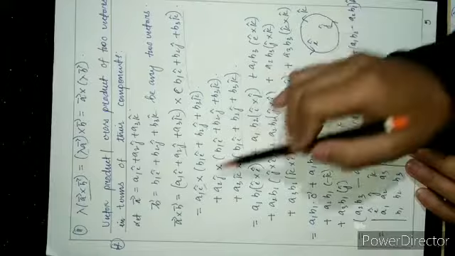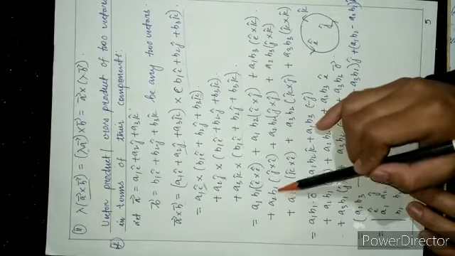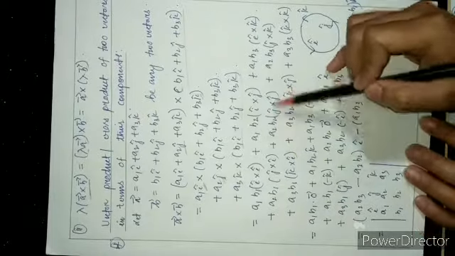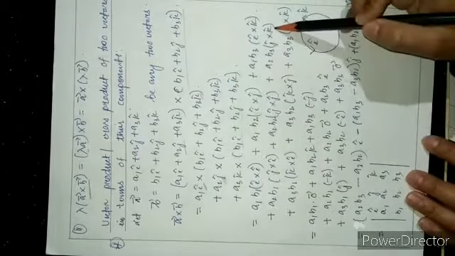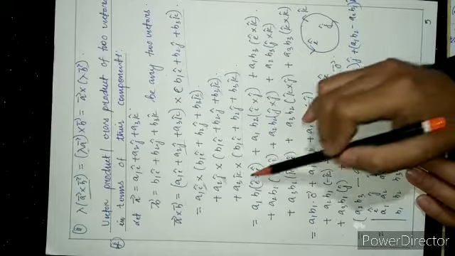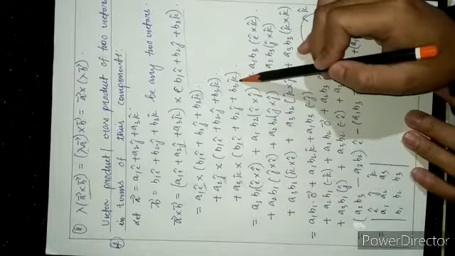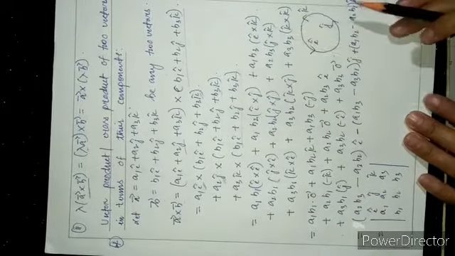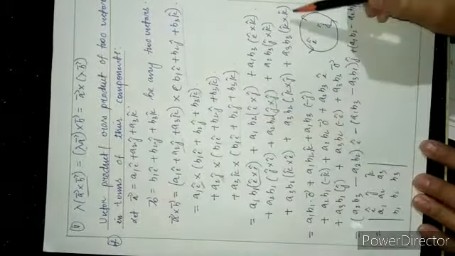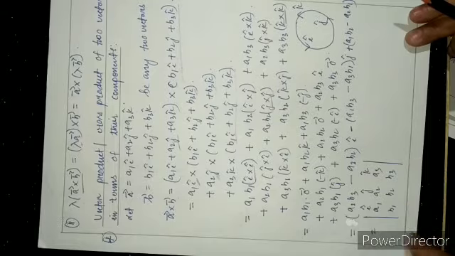A1 B3 cross product of I and K, then the second term, cross product of J and I, plus A2 B2 J cross J, A2 B3 J cross K, last term A3 B1 cross product of K and I, A3 B2 cross product of K and J, A3 B3 cross product of K and K. As we observed, the cross product of two vectors I with I, J with J and K with K would be equal to the zero vector.